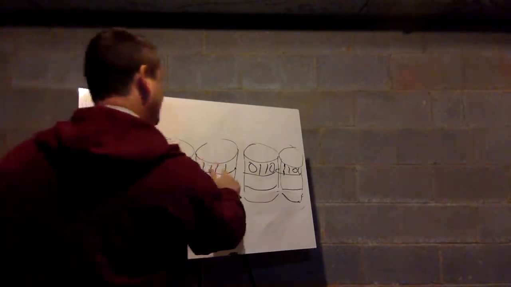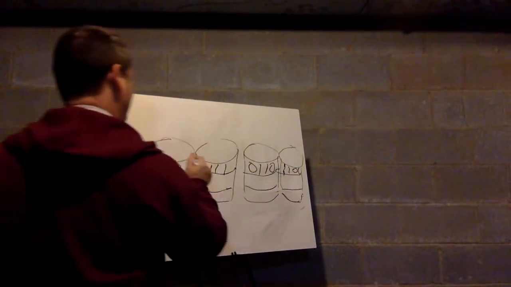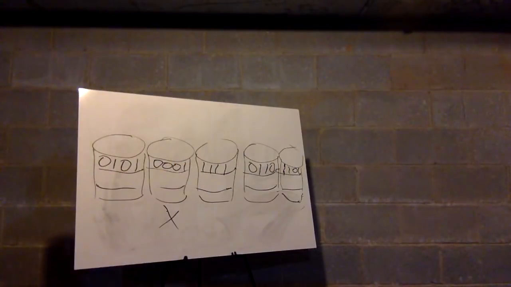And 1, 1, 0, 1. That guy must have been a 1. Otherwise, even parity wouldn't be maintained. Do you want to do another row of that?